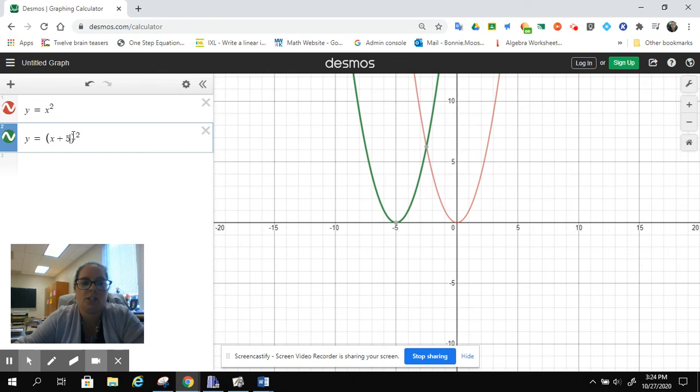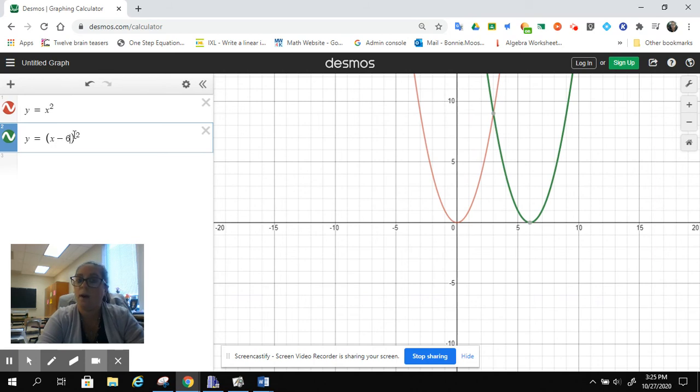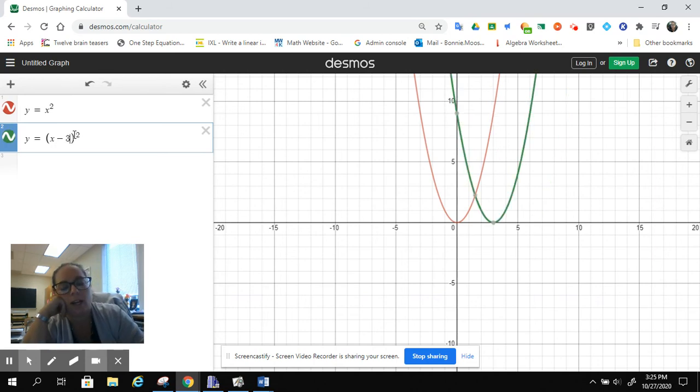Interesting. Well, what happens if I change this number? What if it's just a plus 2? Oh, look where it's at. What if it's a minus 6? Wow, that's interesting. So I want you to play around with what happens when you change the number inside of there. And then you're going to decide what you think is happening to the parent function based off of the number that I give you.